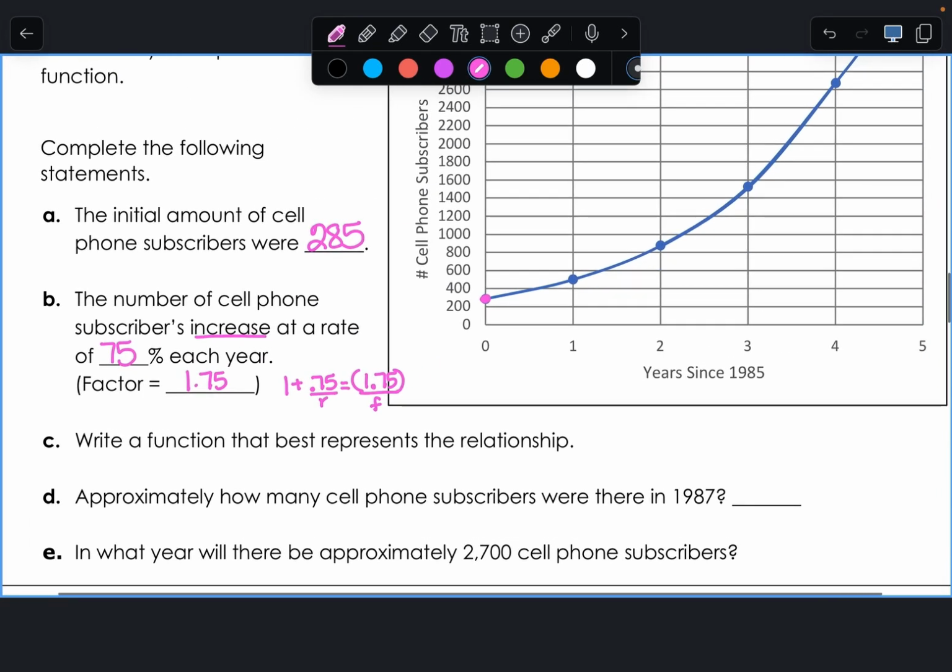All right. What is my equation? Y is equal to what? 285, parentheses 1.75, to the power of x.